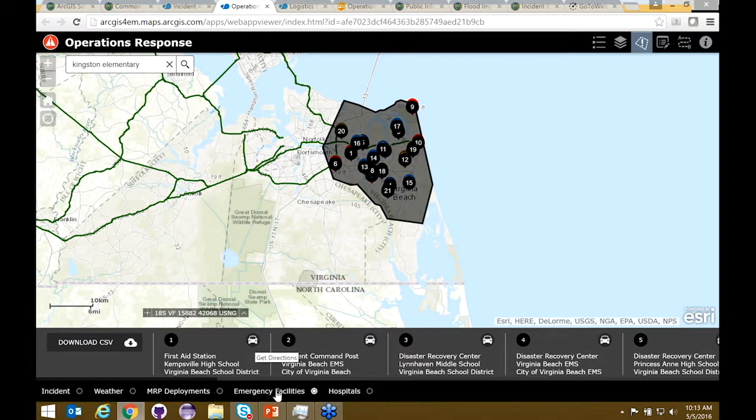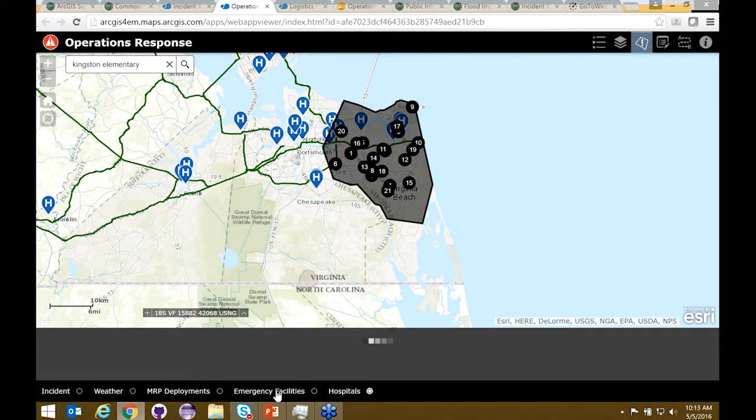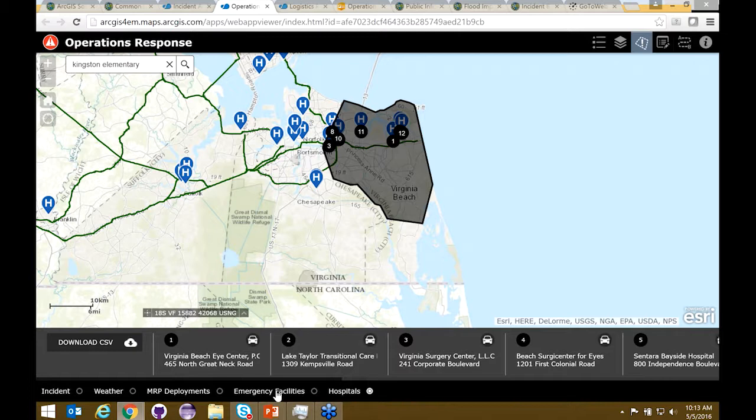If we wanted to understand how close they are, or even how to get to them, we can understand that as well. And just like we wanted to understand the number of hospitals as we're sizing up the incident, in this case, from the ops perspective, we want to know not only where they are, but how to get there. It's the same thing here. We can look at how to get from point A to point B.